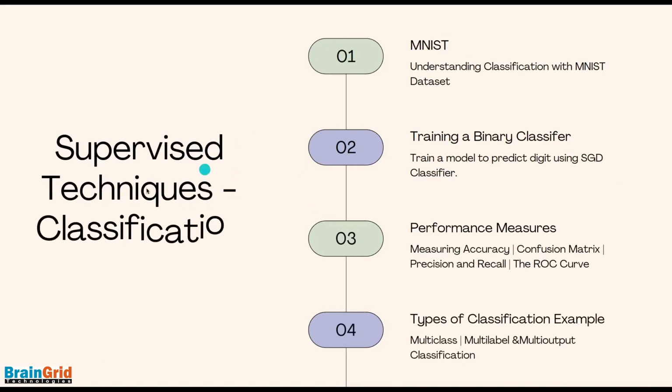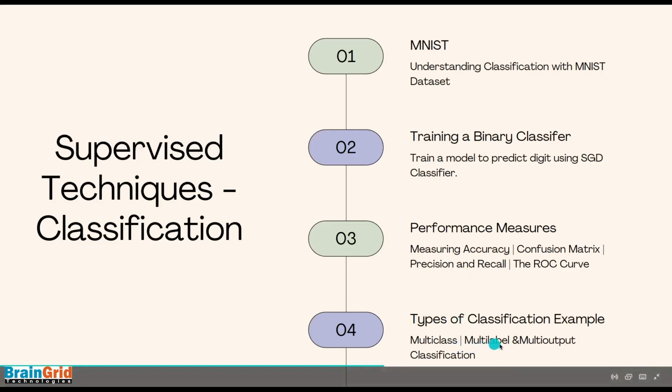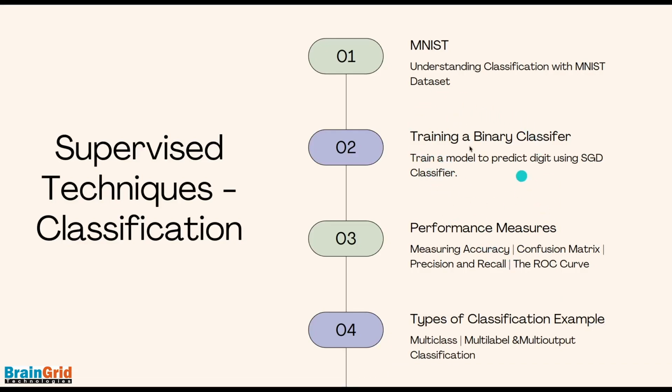So moving on, in the classification we'll understand the MNIST dataset, and then we'll train a binary classifier using stochastic gradient descent to predict the digit. Then we'll also measure the performance, how it is doing, different performance measures, different accuracy, and all that stuff. And also, what are the different types of classification problems we have? We have multi-class, multi-label, and multi-output classification. So we are also briefly going to take a look at those.